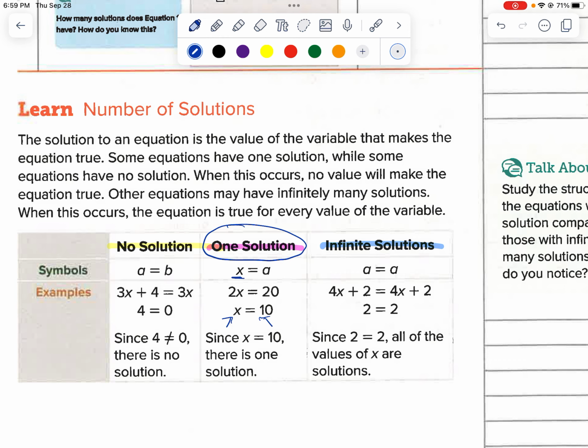No solution is when you're going to get down to this stage right here, and they're both numbers, a lot of times integers, sometimes rational numbers, but they're not going to equal each other. Then infinite solutions, when you solve the equation, it will always be that this stage right here equals each other.